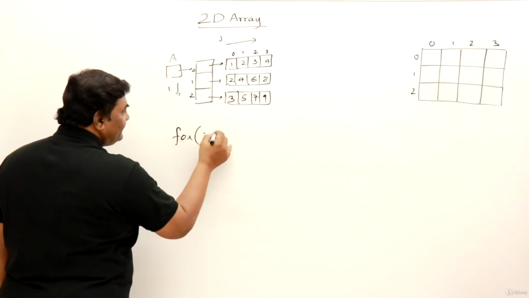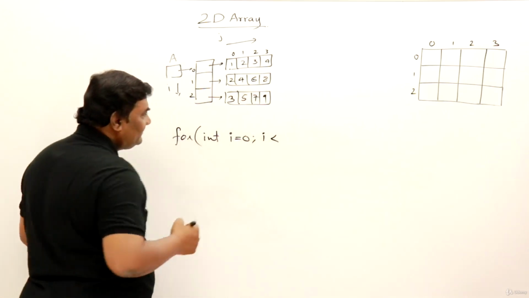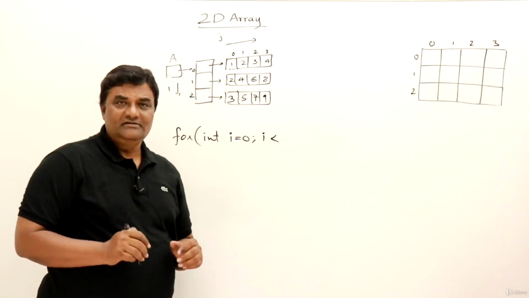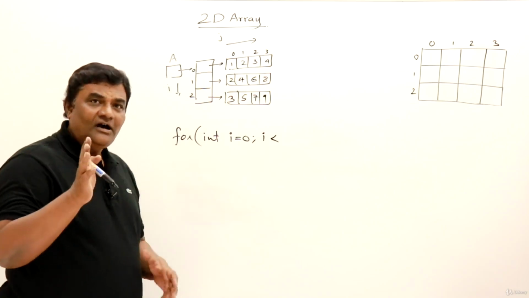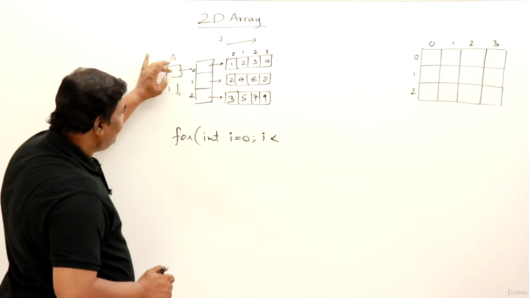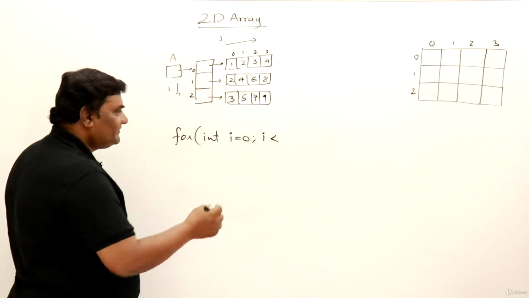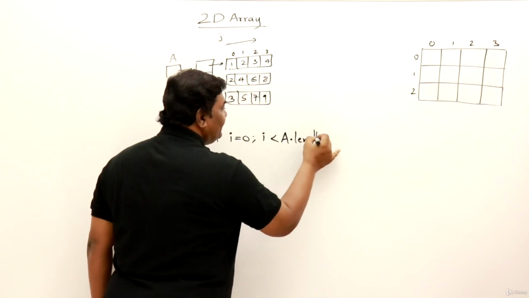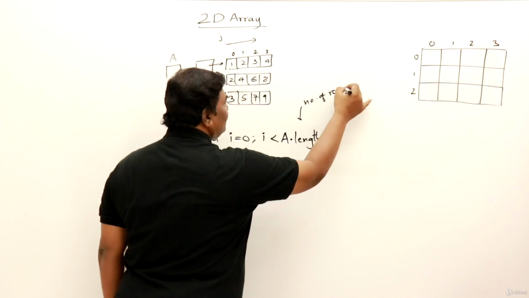For integer i assign 0, i is less than, less than how many? 3. No, I want to use length. Length is one of the property of array. We have already seen it. So how to take the length? I should say a dot length, means a dot length. See, a is directly pointing on this one, right? So I'll get the length of this one. So I can say a dot length. This gives number of rows. This is number of rows, right?